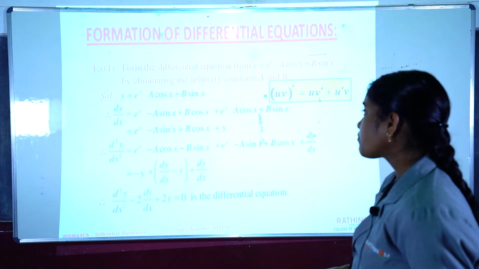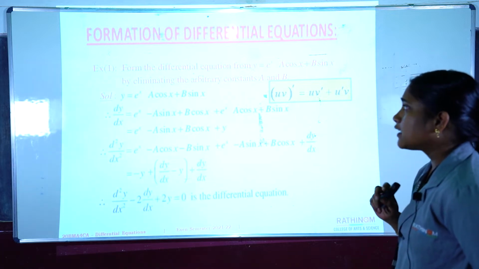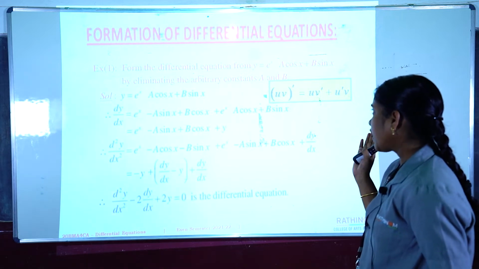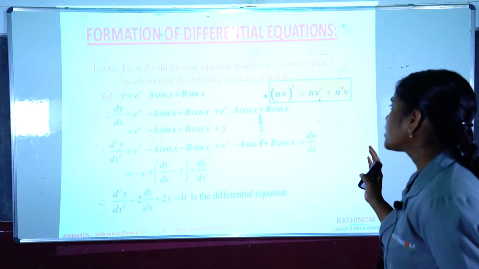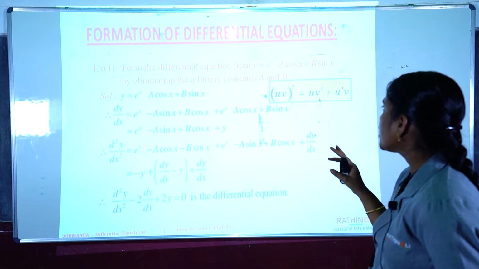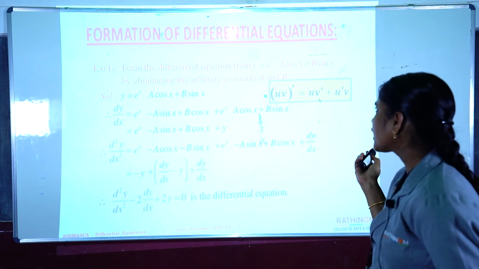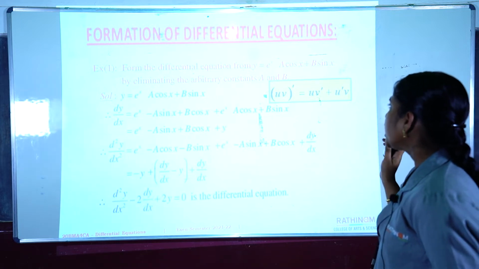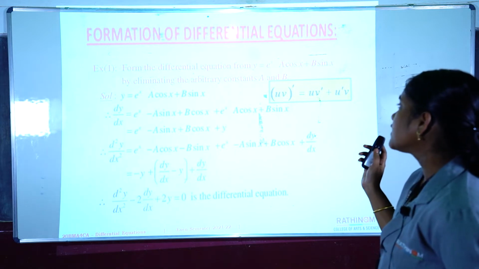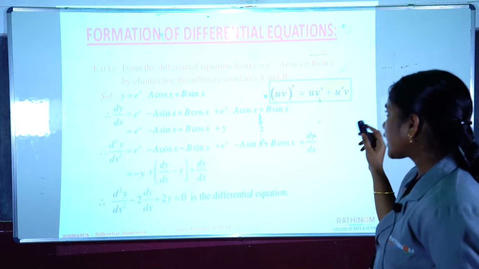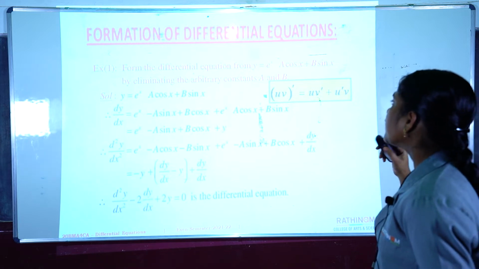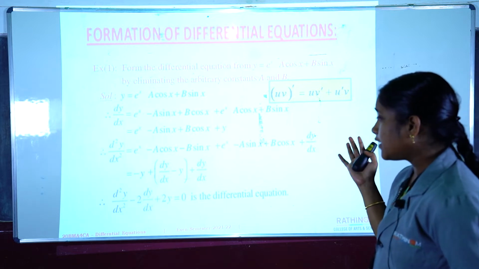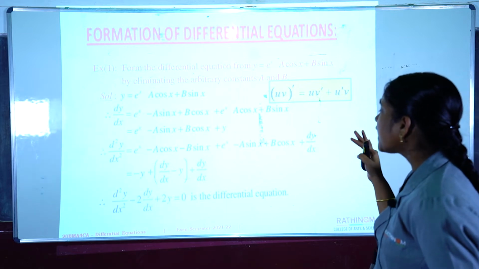Next. Now we will see the formation of differential equations. Here we will consider an equation which is a combination of an exponential function as well as a trigonometric function. In this equation, y is equal to e power x into a cos x plus b sin x. Here this equation is a combination of the exponential function e power x and the trigonometric functions cos x and sin x. So this is not a differential equation because it doesn't have any derivative.